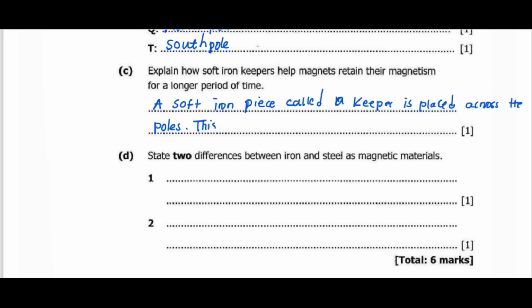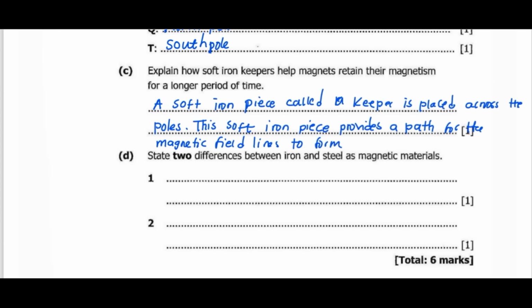Then you say this soft iron piece provides a path for magnetic field lines to form a continuous loop.